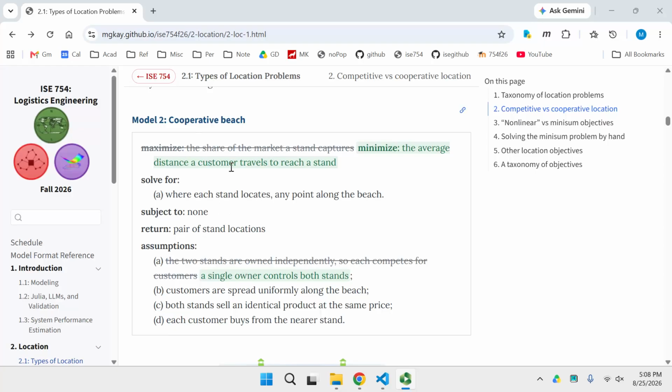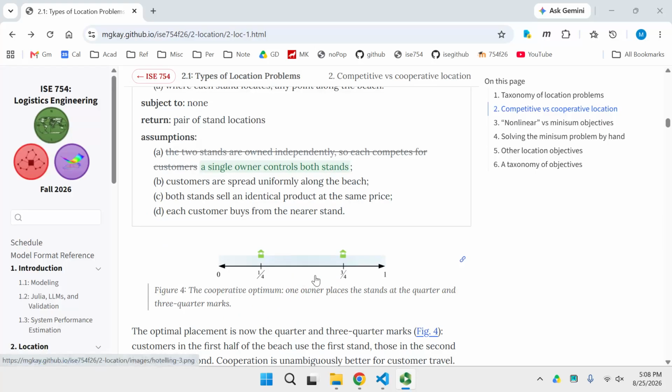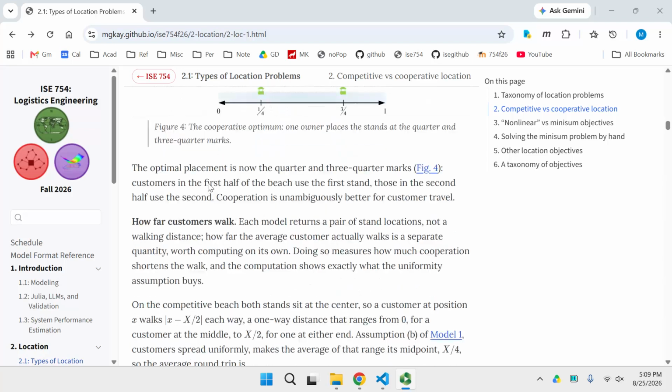So all of this stays the same. So in green shows what is actually different. So it's just the change in the objective function. And then one of the assumptions switches to a single owner controls both stands. With that, we get that solution. So that's a major distinction then between cooperative versus competitive.